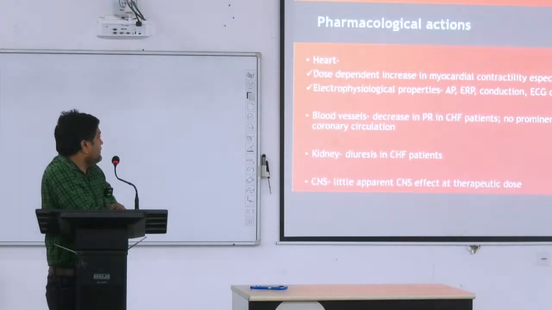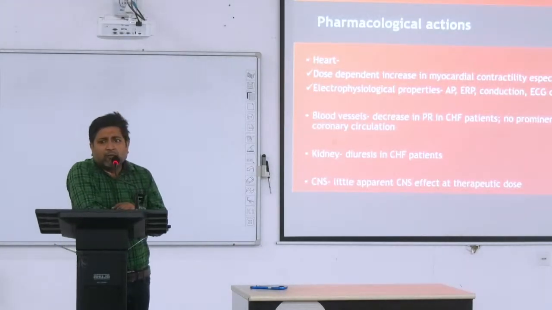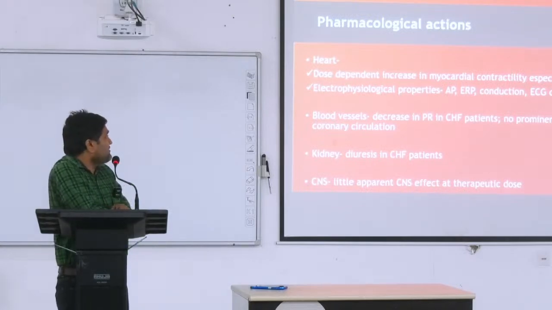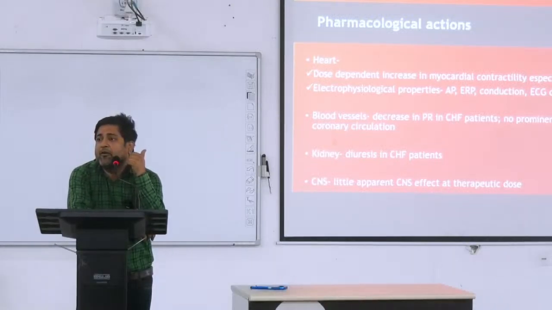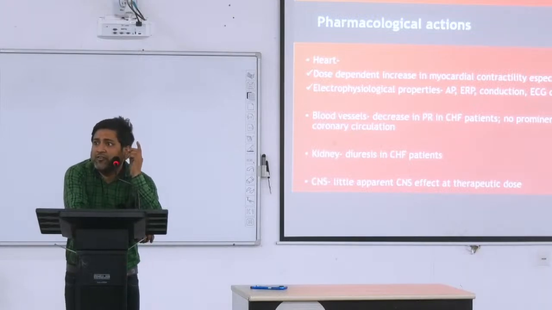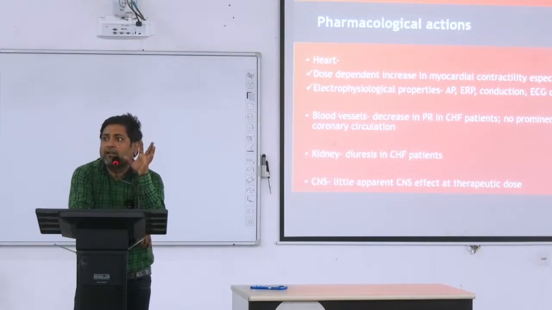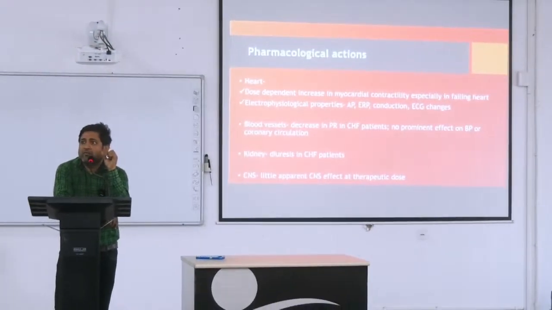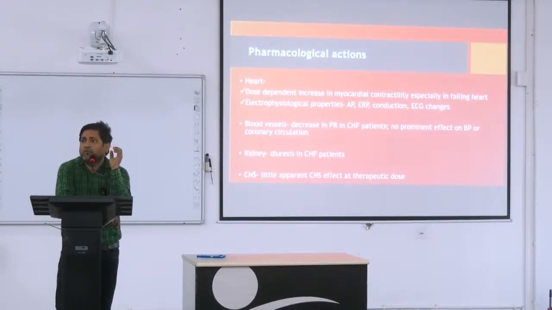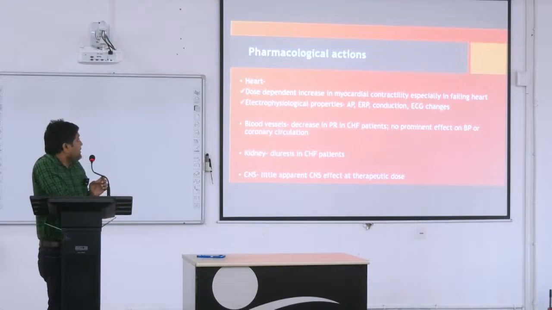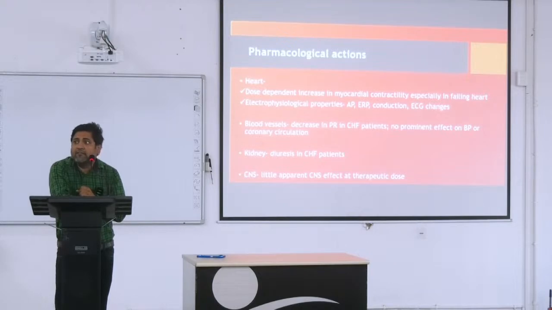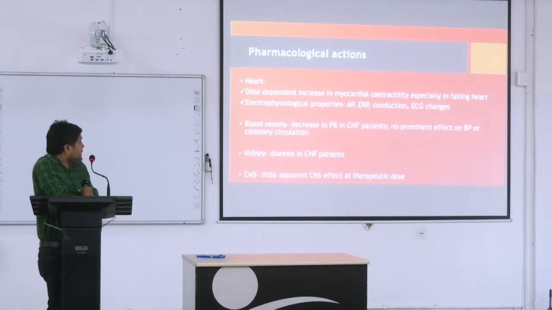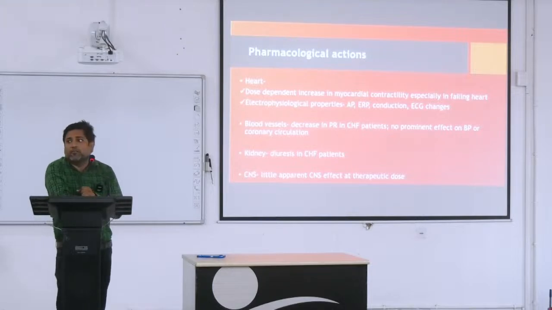Now coming to the blood vessels, there are no prominent pharmacological actions. It decreases the pulse rate in congestive heart failure patients. Why? Because in the failing heart, digoxin increases myocardial contractility, so the pumping of blood increases. The increase in circulatory volume decreases the sympathetic outflow, and that causes a decrease in heart rate. Again, the direct action of digoxin on the AV node also decreases the heart rate. There is no prominent effect on blood pressure or on the coronary circulation.